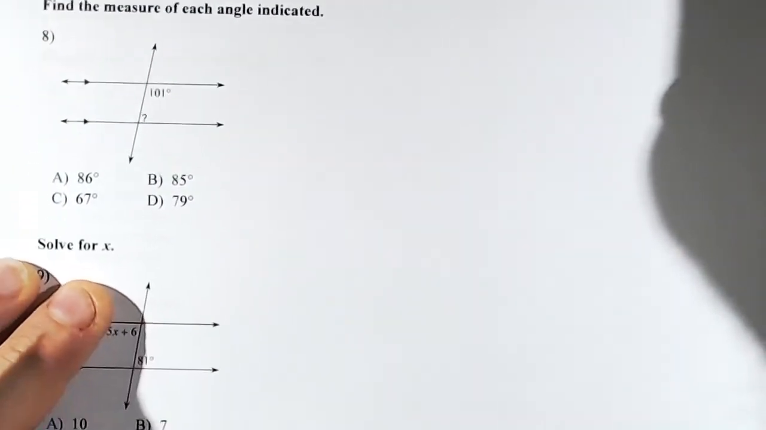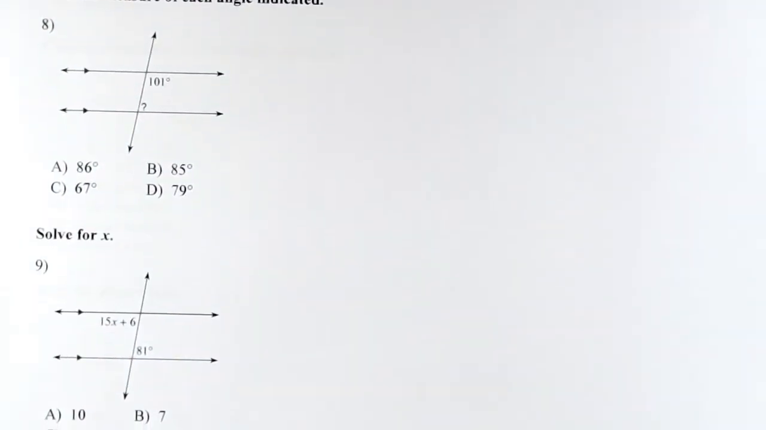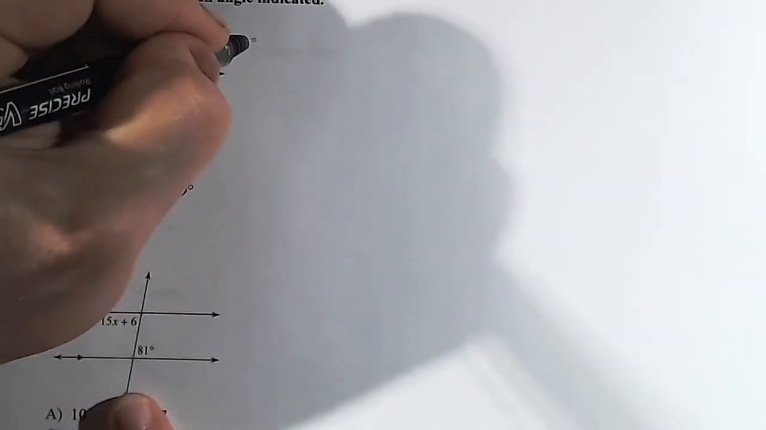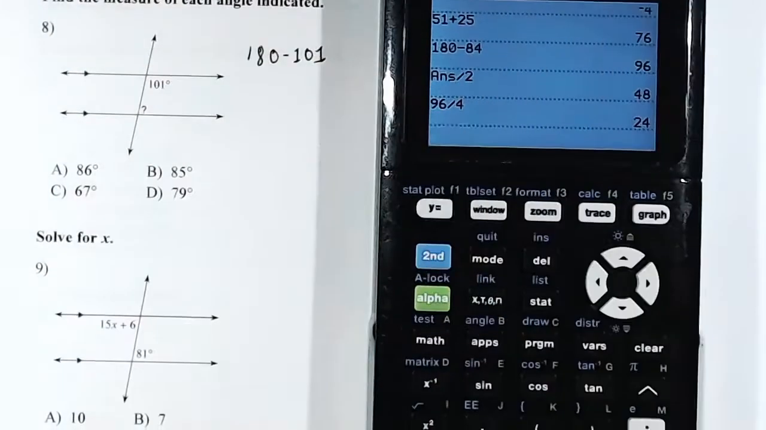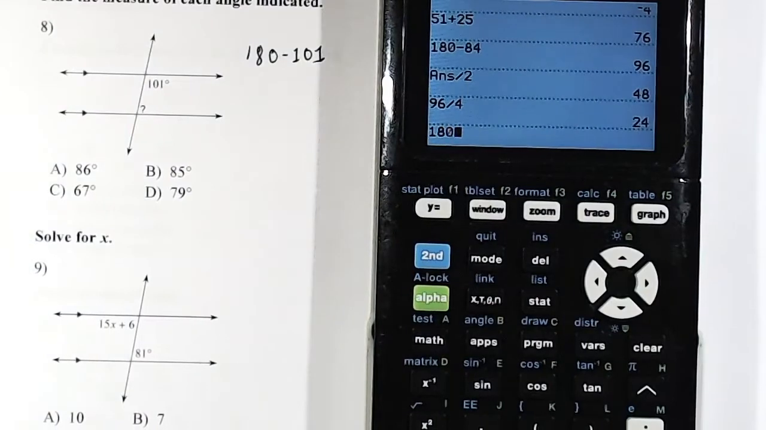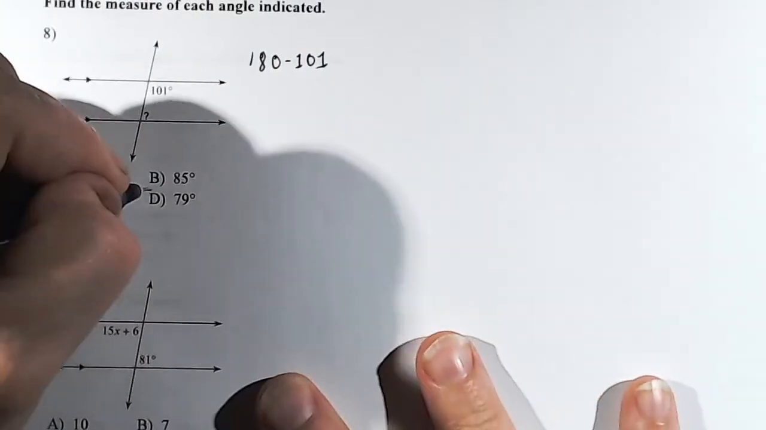Find the measure of each angle indicated. These are interior angles, and they are supplementary. These angles add up to 180. So you just do 180 minus 101, which is 79. The answer is 79.